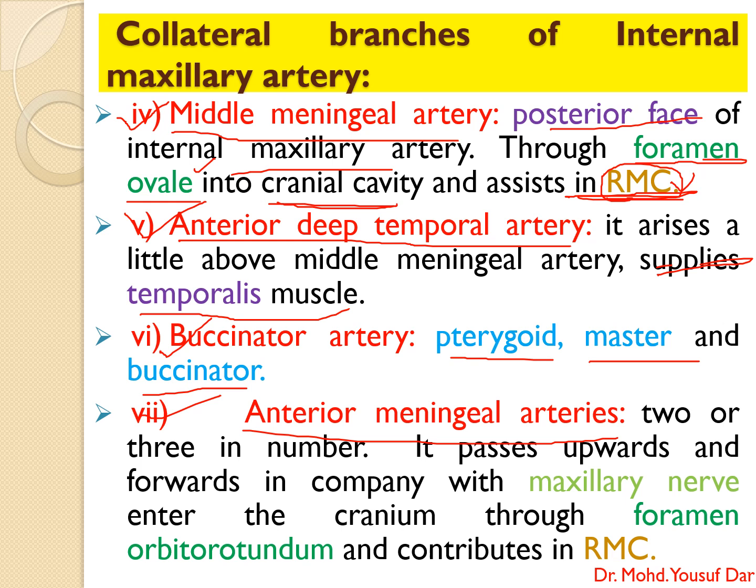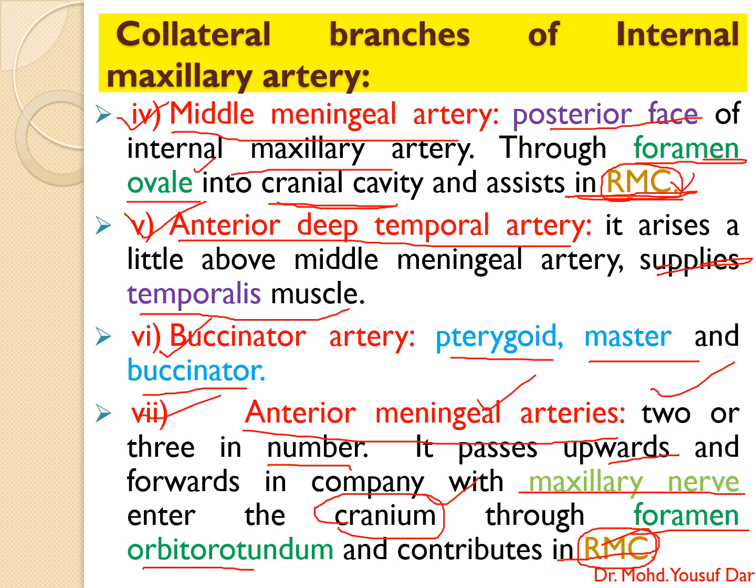Anterior meningeal arteries are 2 or 3 in number, and they go upwards and forwards along with the maxillary nerve and enter into the cranial cavity through the foramen orbitorotundum. They also play a very important role in the formation of the RMC. So the middle meningeal artery goes through the foramen ovale, and the anterior meningeal artery enters the cranial cavity through the foramen orbitorotundum.